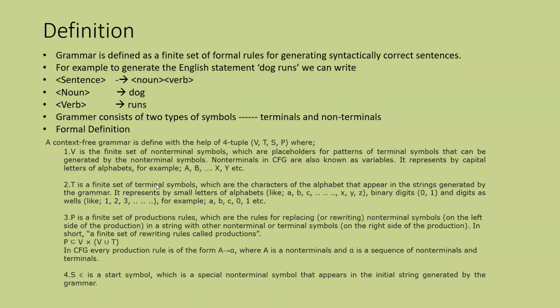Then T is a set of terminals, and for the representation of terminals, usually small alphabets and digits are used. It is nothing but the string, and this string will have these symbols, small alphabets and digits, and it won't get expanded later. As I told you, non-terminals need to be expanded to get a set of terminals, but the terminals will never get expanded. Then P is a set of production rules.